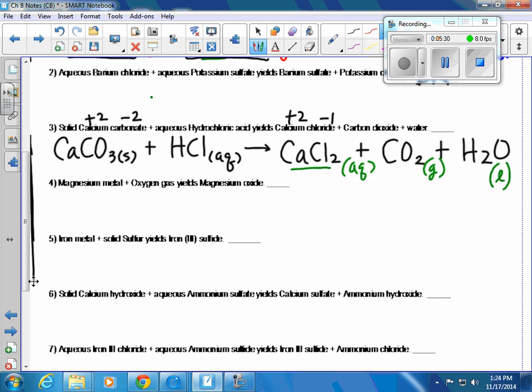So I wrote my equation. I put my phases in there. The last thing I need to do is I need to balance this. So if I take a look, I have 1 calcium, 1 carbon, 1 carbon. I have 3 oxygen. I have 2 plus 1. I have 3 oxygen. On the left, I have 1 hydrogen, but 2 on the right. So if I put a 2 in front of here, I get 2 hydrogen and 2 chlorine, which works out nicely because I have 2 chlorine right there. All right, that's it for this one.